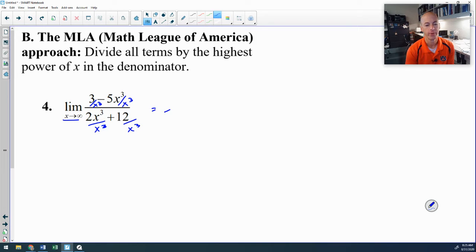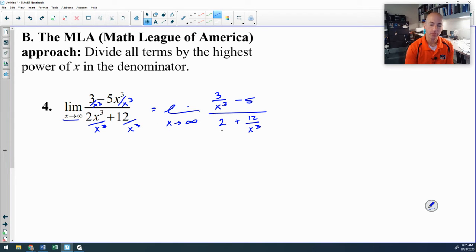Everything gets divided by an x cubed. And then I rewrite my limit, reducing each of those terms. So the limit as x goes to infinity. 3 over x cubed does not reduce. 5x cubed over x cubed is just 5. 2x cubed over x cubed is 2. 12 over x cubed is 12 over x cubed.